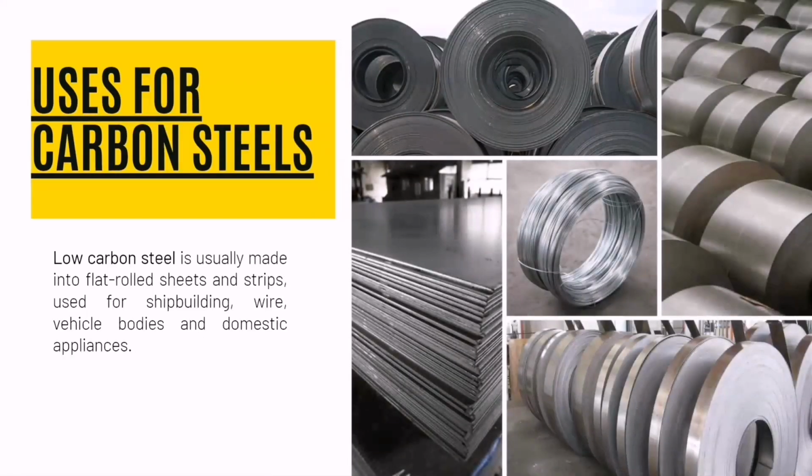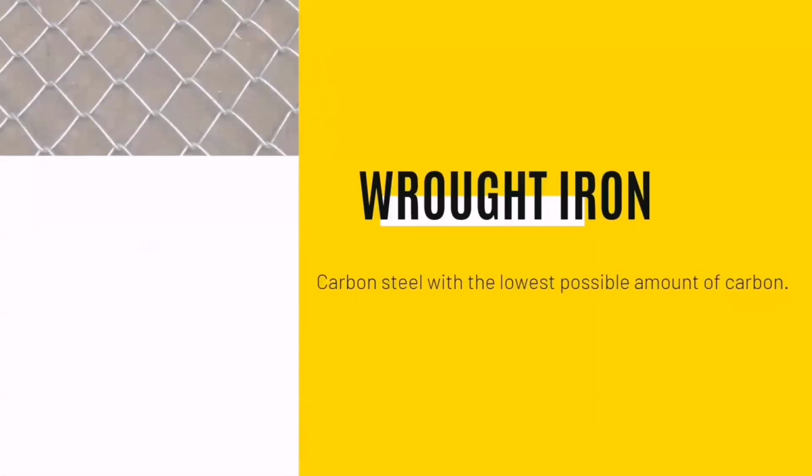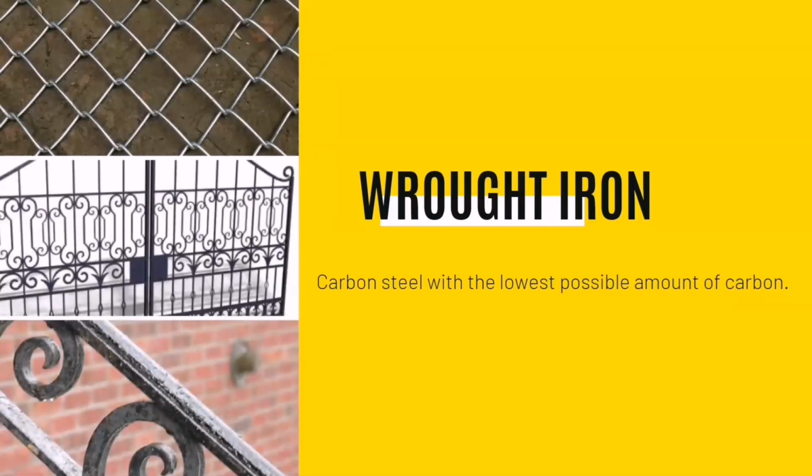What are the uses for carbon steel? Low carbon steel is usually made into flat rolled sheets and strips, used for shipbuilding, wire, vehicle bodies, and domestic appliances. Wrought iron is a carbon steel with the lowest possible amount of carbon. It is used for fencing, gates, and railings, hard but not brittle.